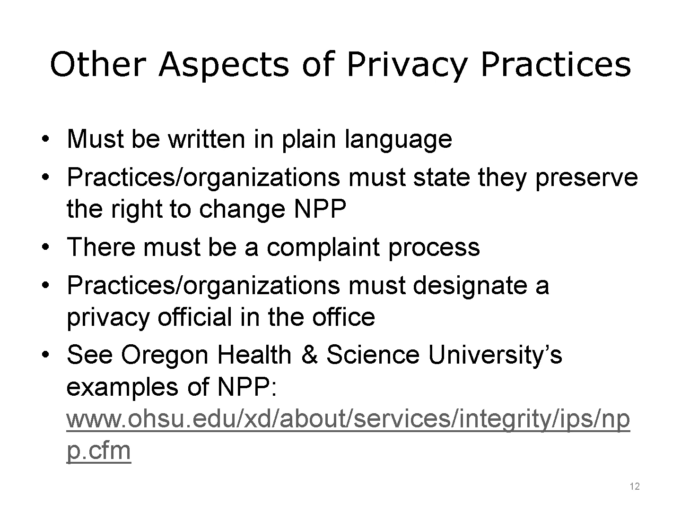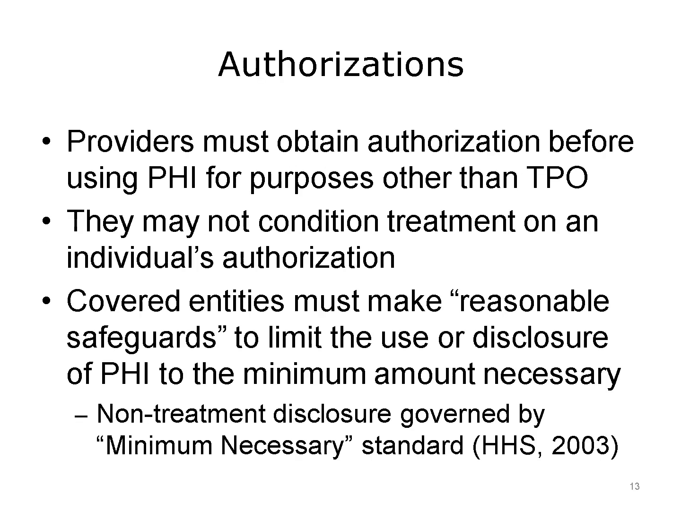Listed on this slide is the link to the Oregon Health and Science University's NPP, which has been translated into numerous languages. There are many publicly available resources that provide NPP template forms and tools. The HIPAA Privacy Rule requires that an authorization be obtained for the use of PHI for purposes other than for TPO. The covered entity is not allowed to condition treatments of the patient on whether or not an individual gives authorization for use of PHI beyond TPO.